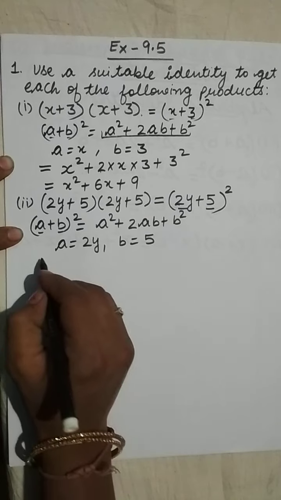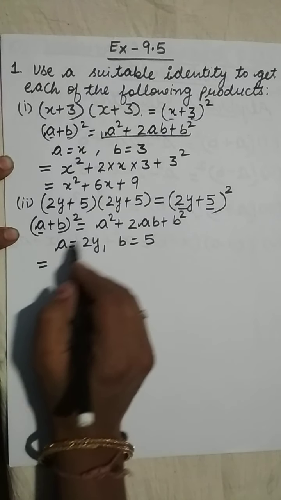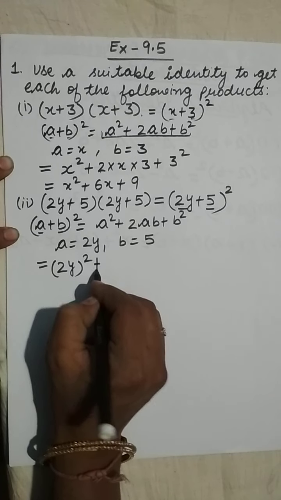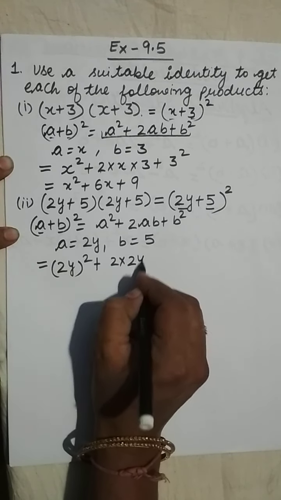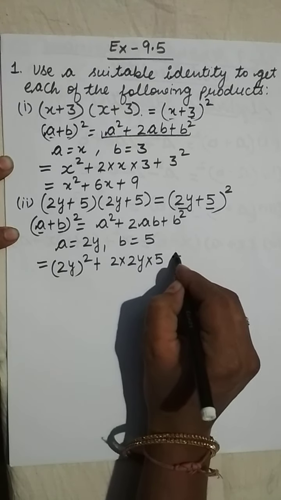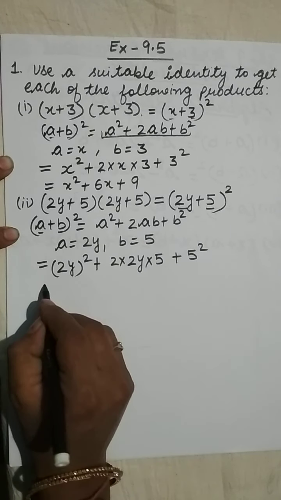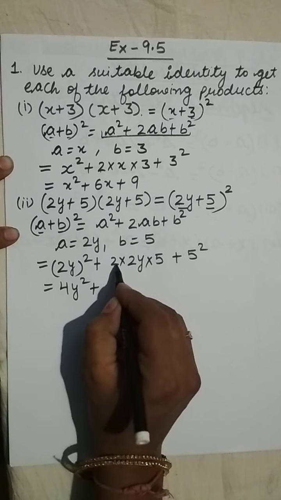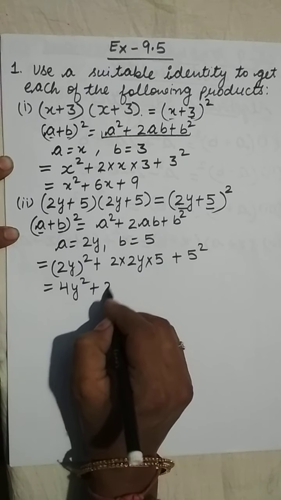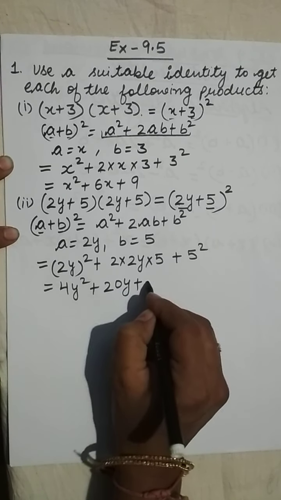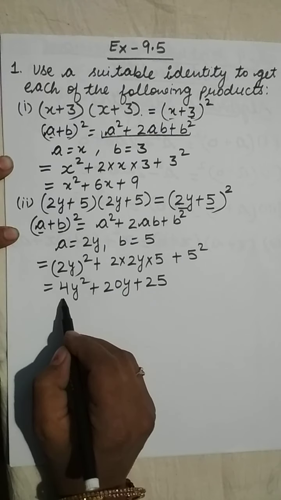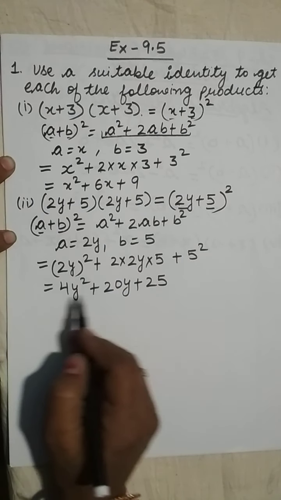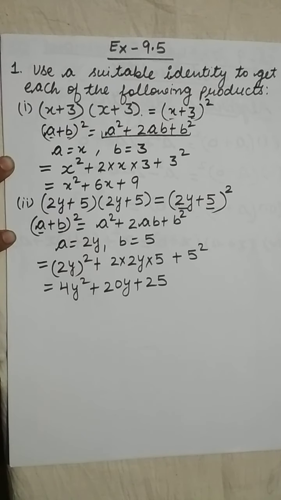Now put the values of a and b in this identity, that is (2y) whole square plus 2 multiplied by 2y multiplied by 5 plus 5 square. So square of 2y is 4y square, plus 2 twos are 4, 4 fives are 20, 20y, plus 25. So 4y square plus 20y plus 25 is the answer.